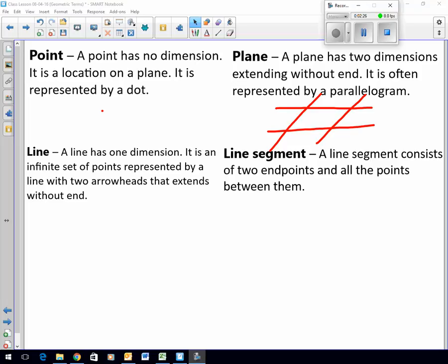A line's one dimension. It's an infinite set of points represented by a line with two arrowheads that extends without end, okay? Let's see if we can get this. Infinite means what? Non-stop. Infinite means non-stop, but when it says infinite set of points, how many points are there? And more than one, right? All we know is it's just a ton of points that are together. And what connects those points is called a line.